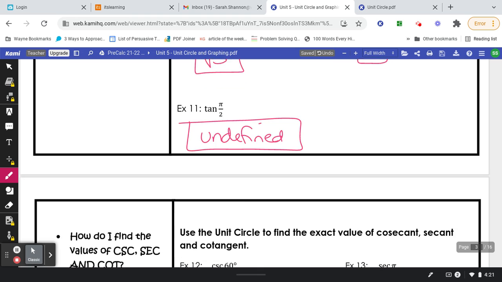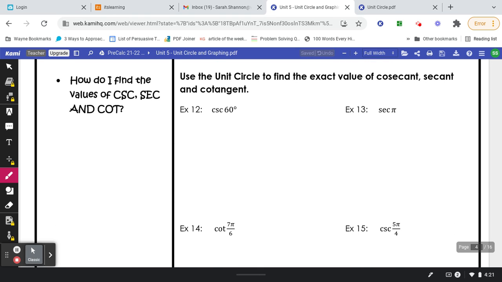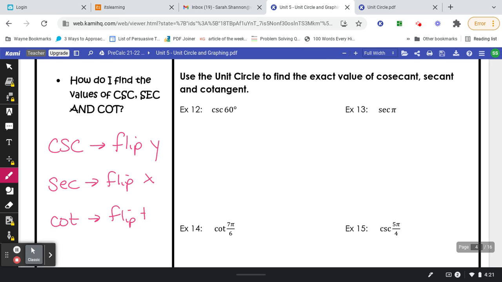All right, for the next set of things, for cosecant, secant, and cotangent, we're going to take each of these, and since it's the reciprocal of sine, cosine, and tangent, we're actually just going to flip the fraction over. So for cosecant, we're going to flip the y value. For secant, we're going to flip the x value. And for cotangent, we are going to flip the tangent value.